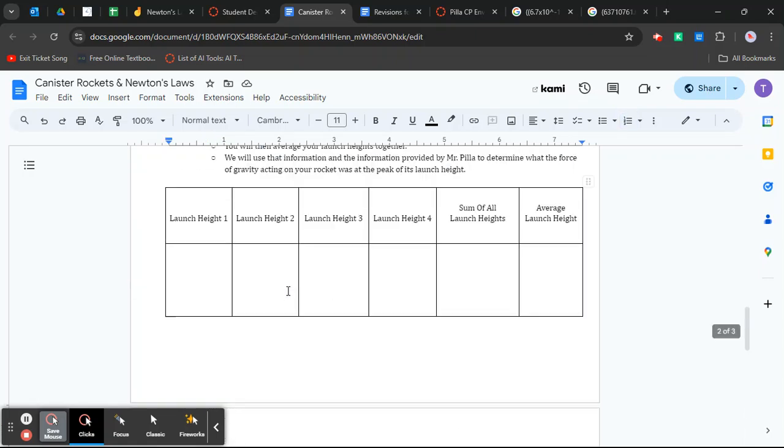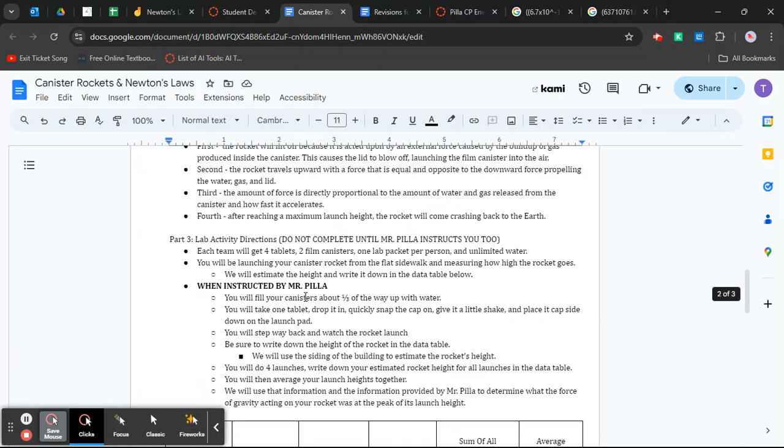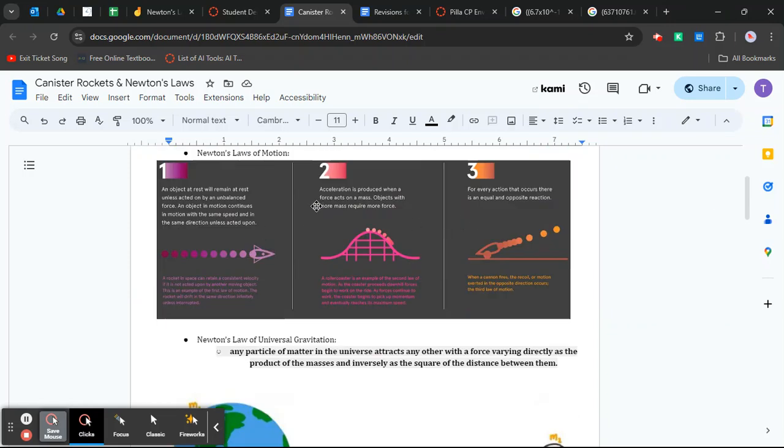So just go through the lab and think about what we did and double check the laws, of course. What part of the lab represents law one? What part of the lab represents law two? What part of the lab represents law three? Just ask if you have any questions.